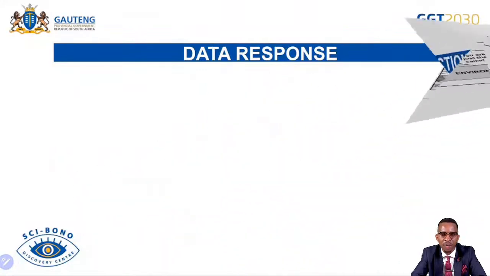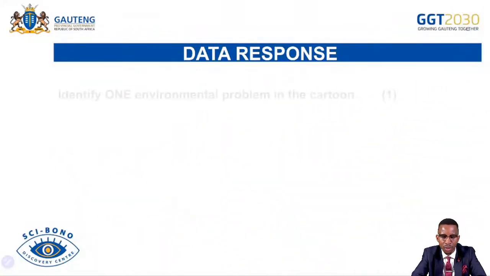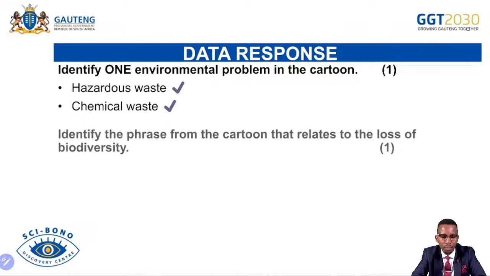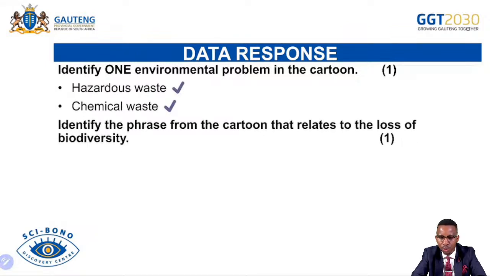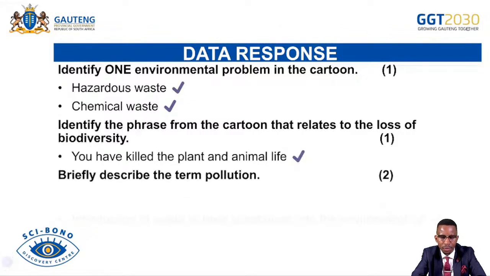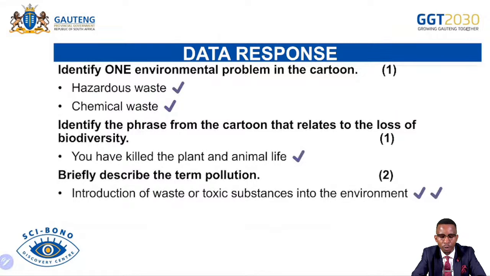Let's look at the questions after analyzing our data response or cartoon. Identify one environmental problem in the cartoon above. We have hazardous waste. We also have chemical waste. Identify the phrase from the cartoon that relates to the loss of biodiversity. The phrase says, you have killed the plant and animal life. That's a loss of biodiversity. Briefly describe the term pollution. Pollution is the introduction of waste or toxic substances into the environment.